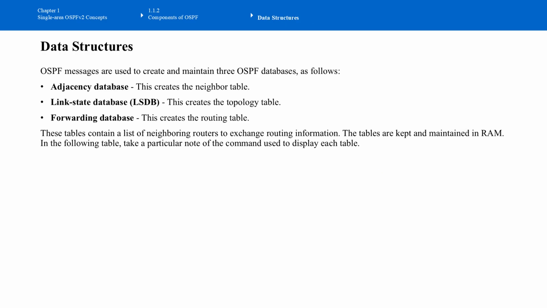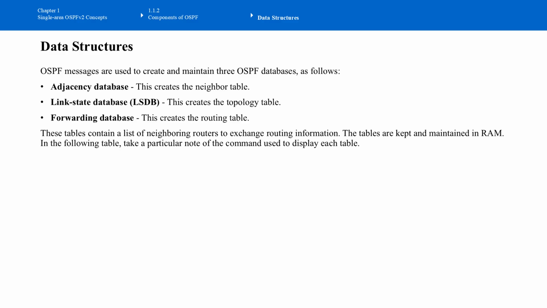Now that we have seen how OSPF routers exchange information using different packet types, the next question is, where does all the information go? When an OSPF router receives routing information, it doesn't place it directly into the routing table. Instead, it stores the information in 3 different databases, or data structures. Each database has a specific purpose.